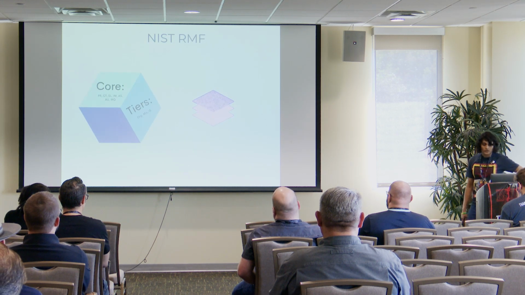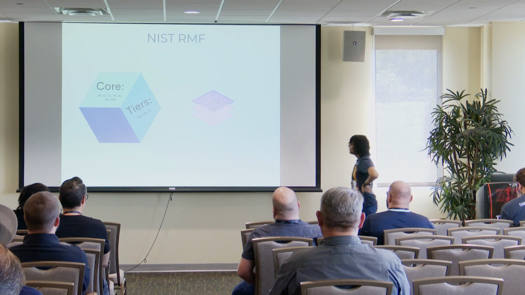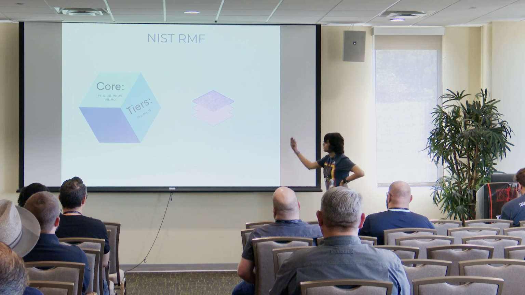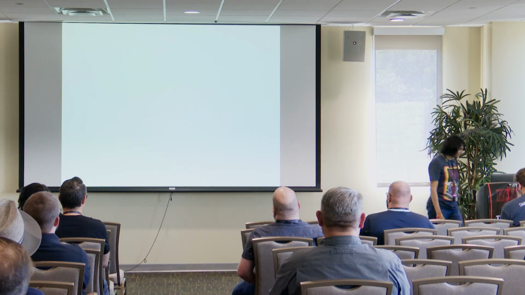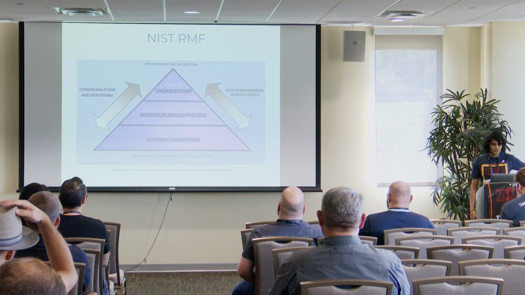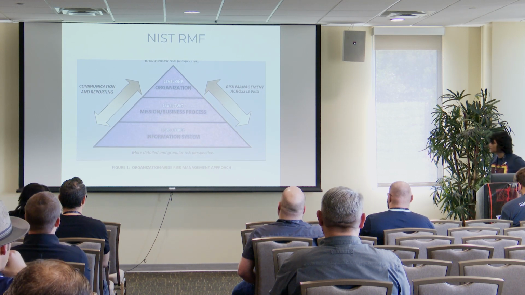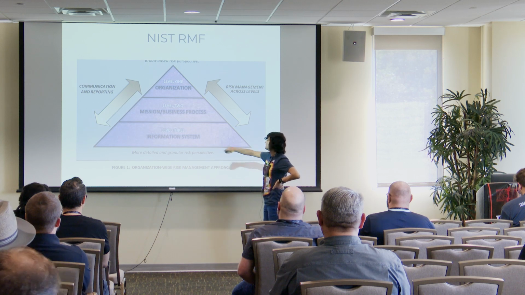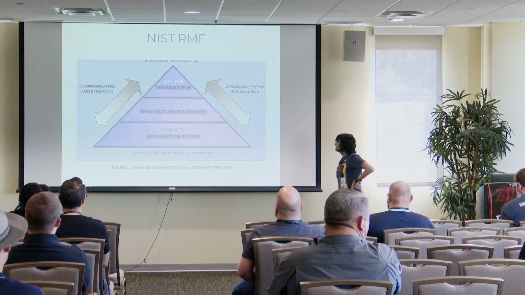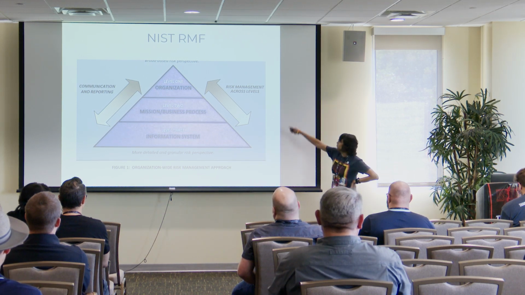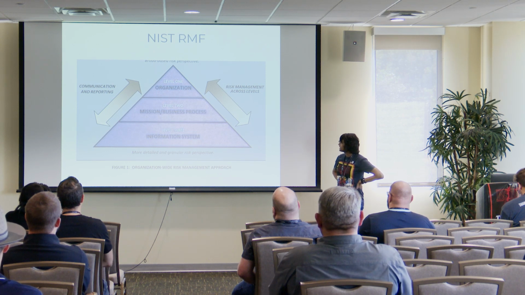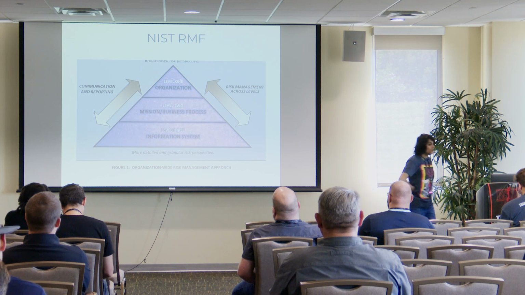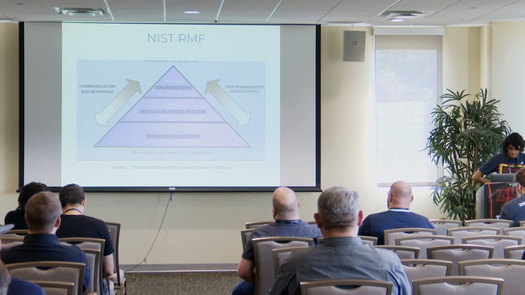Now, NIST RMF also has tiers, which in this case are vertical, not horizontal. And the standard in itself gives us 3 layers, which are organizational, mission and business process, and information system. And we have reporting lines that go through the organizational, mission, and information system layers to inform risk information.